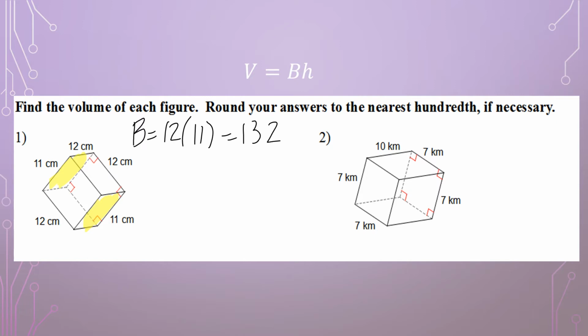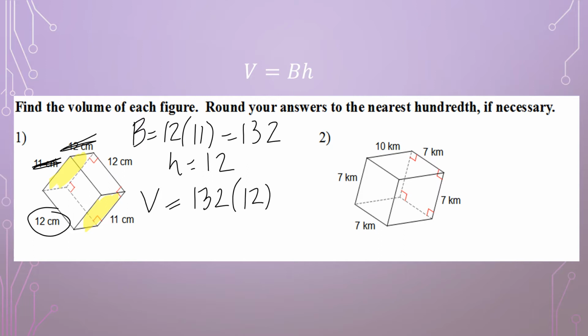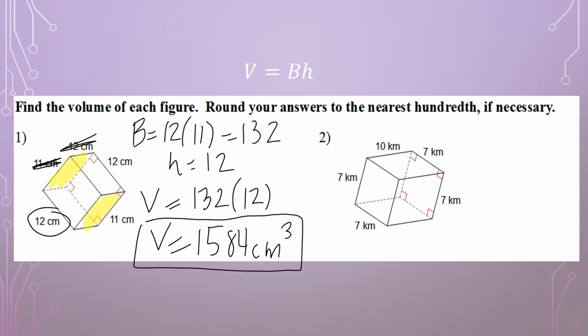And then the height, so we already used the 12 and the 11 that goes with our rectangle, so the height of this figure is 12. Then to figure out the volume, you're just going to plug in your B, which is 132, and then your height, which is 12. Multiply those two together, and you get 1,584 centimeters cubed. Make sure that you have your units on. You don't have to put the units in till the end, but make sure that you do have those.